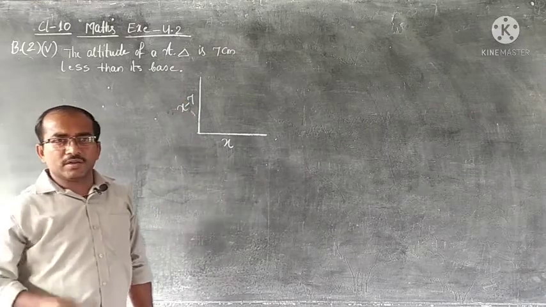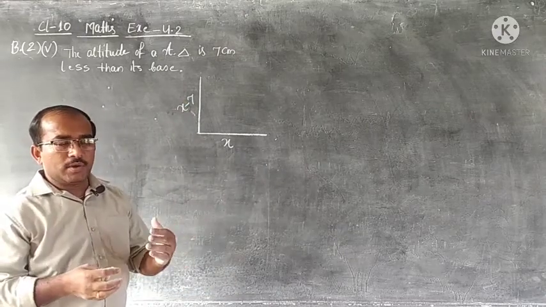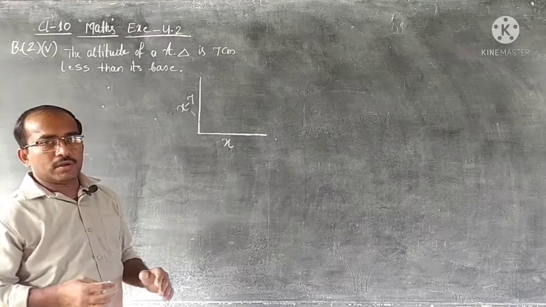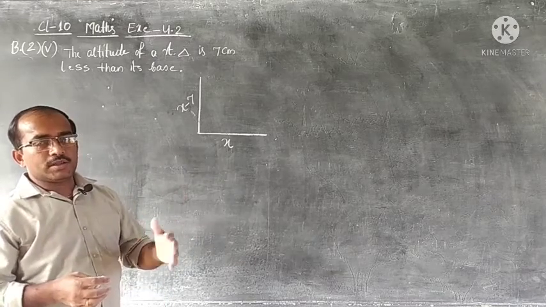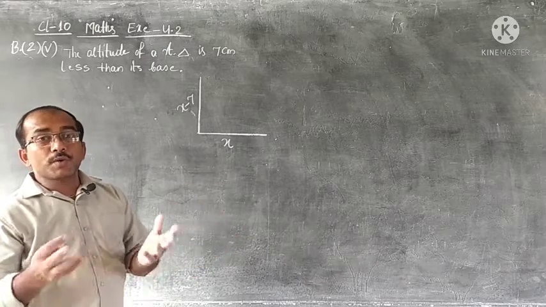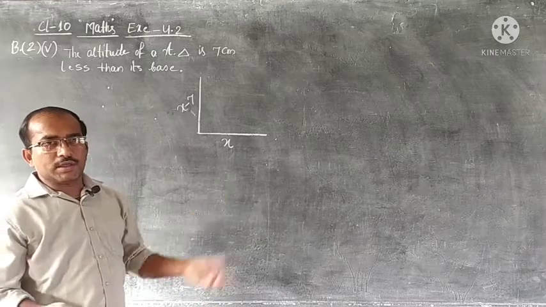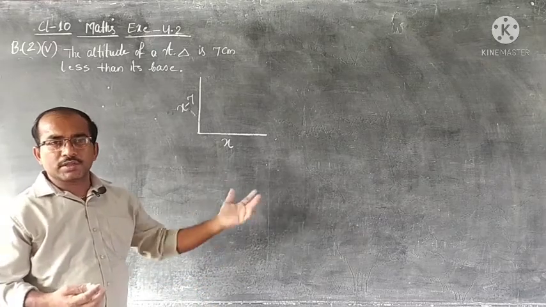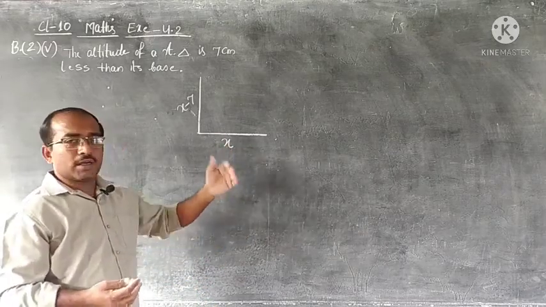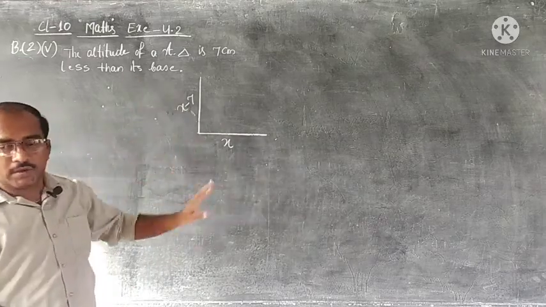I hope it is clear. Clearly, when we read it, the meaning comes out. The altitude is less than what? Base. How much less? 7 less. So how much is base? We don't know, and what we don't know, x, y, z is there to represent. So base is x, so altitude is x minus 7. That is what is said in this statement.